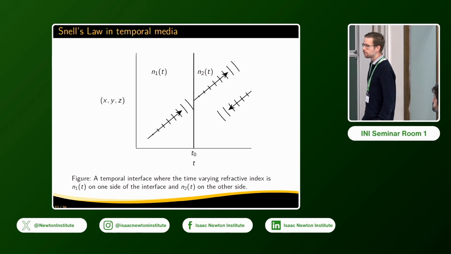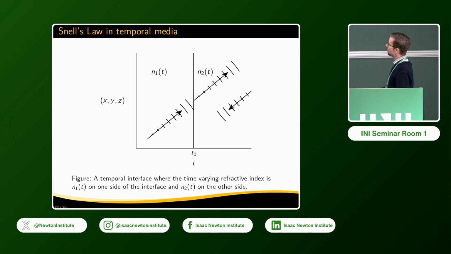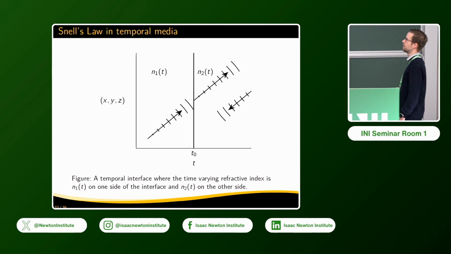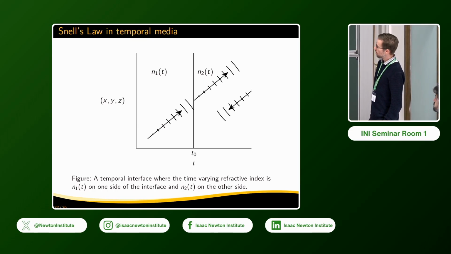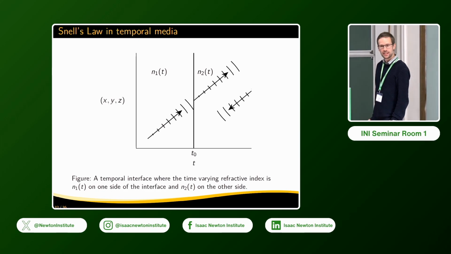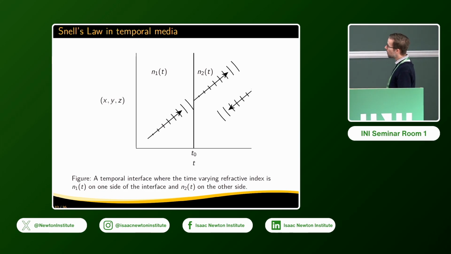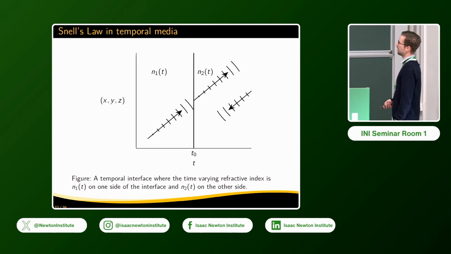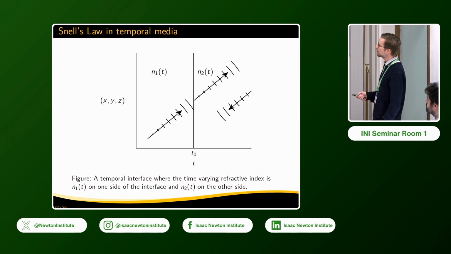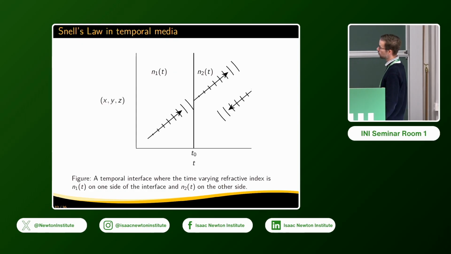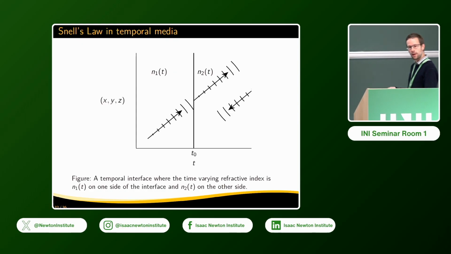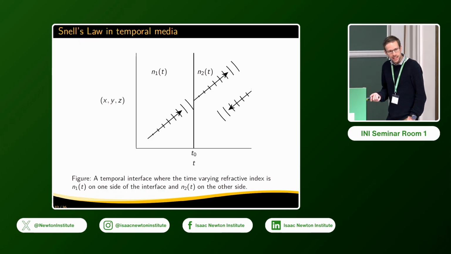So the picture is the following. Now you have an interface in time rather than an interface in space. And the question is, how does light propagate through these interfaces in time? So it's quite different, and I'm not going to be able to explain everything in just a few minutes, but it's quite interesting. You can get analogs of the classical spatial reflection and refraction, except what does reflection mean?